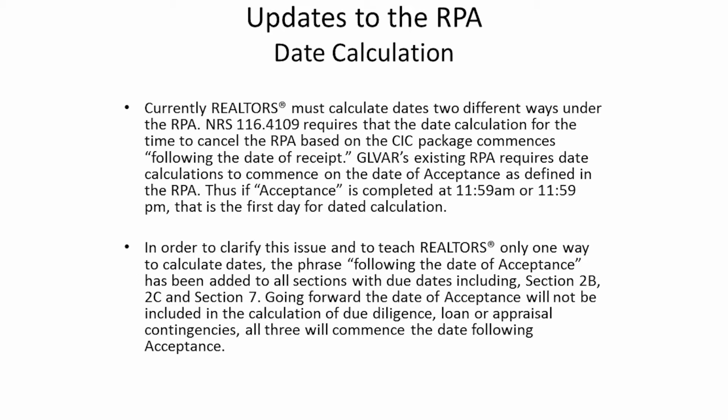So we define acceptance, section 23 of the RPA, as the date by which all parties receive and execute all the documents. So it's not just the day that I sign the RPA if I'm the buyer. It's the day that I get the executed documents back from the seller. So as of October 1st, dates will be calculated the following day after that defined term acceptance. Okay? That's a good question.